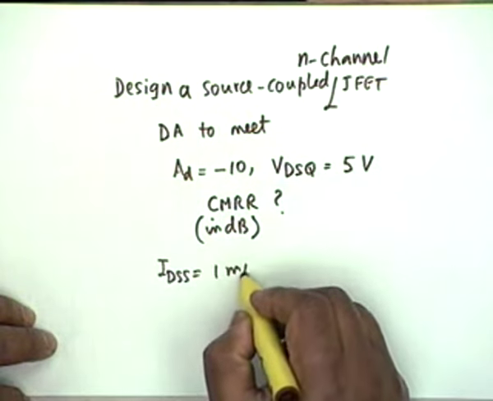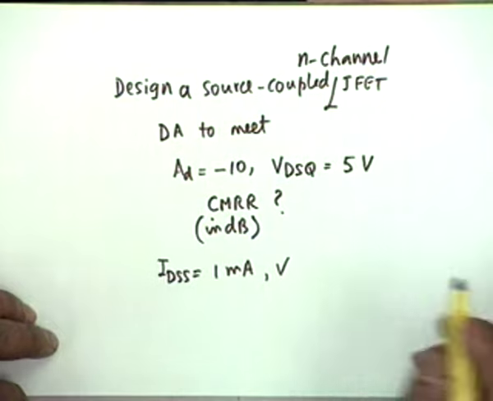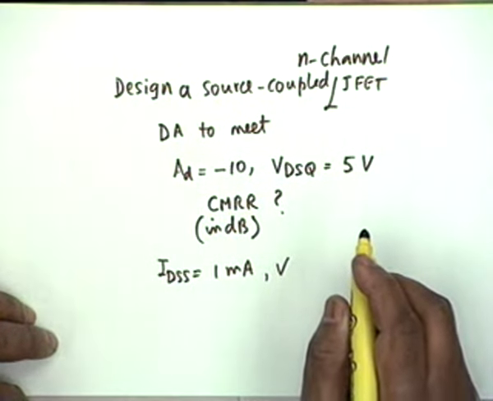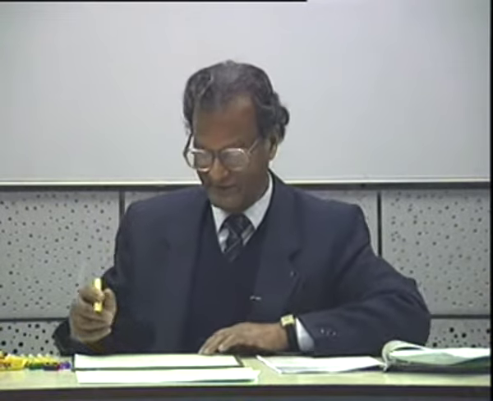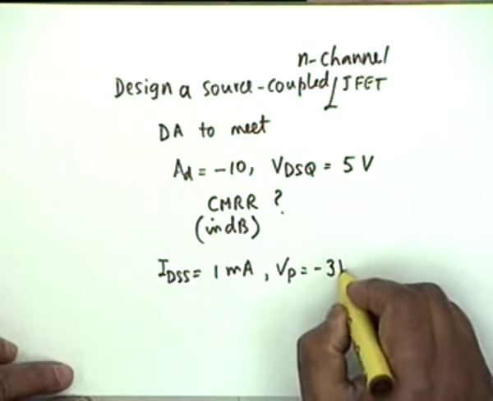The data given about the N channel JFET is that IDSS is 1 milliampere. This must be given. It may be given directly or indirectly, such that when VGS equals this much, the drain current is this much. This indirectly gives you IDSS, so you will have to find this out. IDSS is 1 milliampere, VP is minus 3 volt.